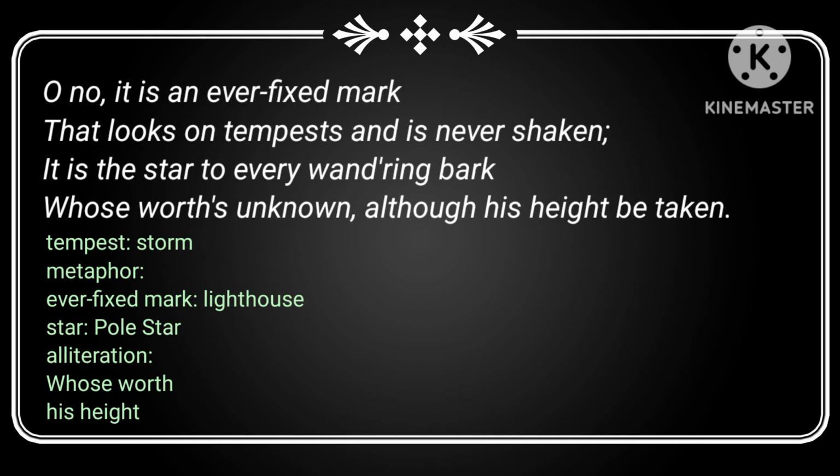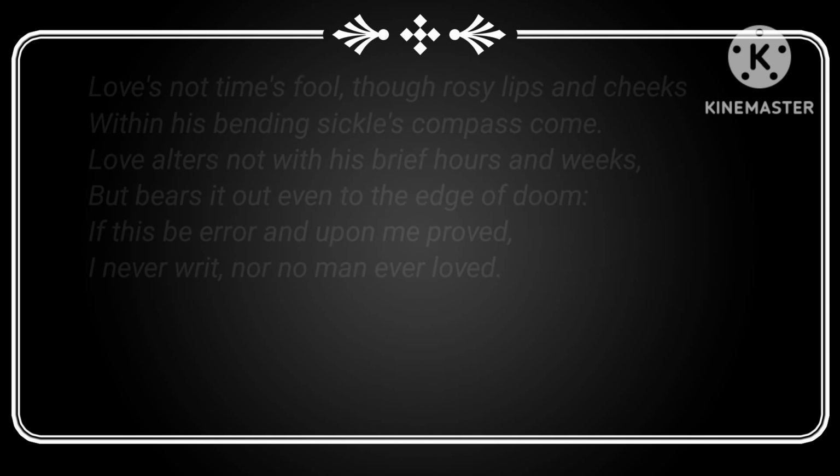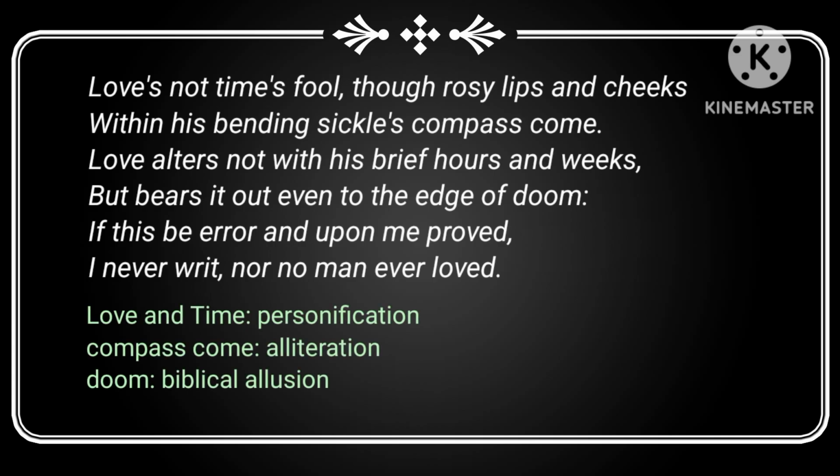So in the first stanza, we saw true love cannot be replaced. And in the second quatrain, we see that true love prevents us from dangers, from hurdles in our lives. Now, as we move to the third quatrain, what do we see? The third quatrain opens with a personification. Love's not time's fool. So both love and time have been personified here.